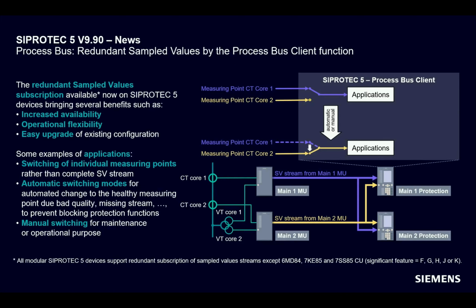All SIPROTEC 5 modular devices support redundant subscription of sampled value streams, except the devices 6MD84, the fault recorder 7KE85, and the 7SS85 central unit busbar protection.